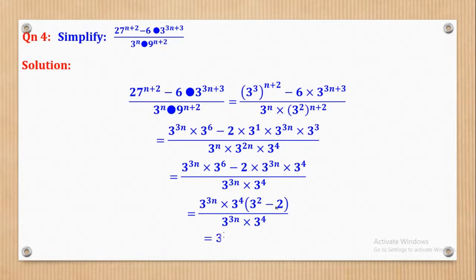Then from there, realize that when you compare the numerator and denominator, this and this can cancel, this and this can cancel. So you are going to remain with 3 squared minus 2. Now 3 squared is 9, minus 2 gives you 7.